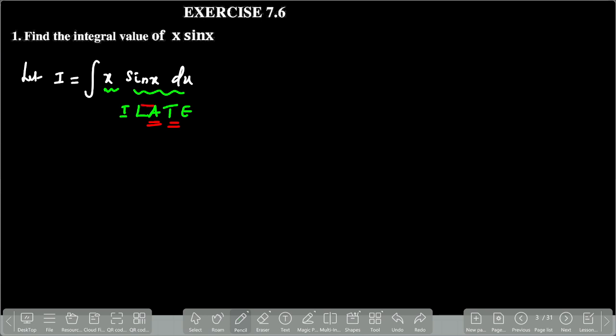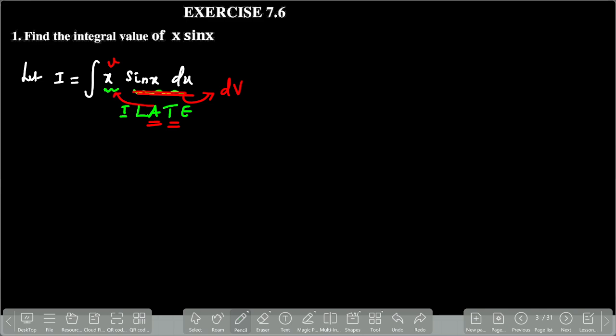Arithmetic. Then this one we are going to take as u, the first function, that is f of x. And then the whole remaining function we consider as dv. This is called ILATE. So how to fix ILATE? Write the word ILATE.